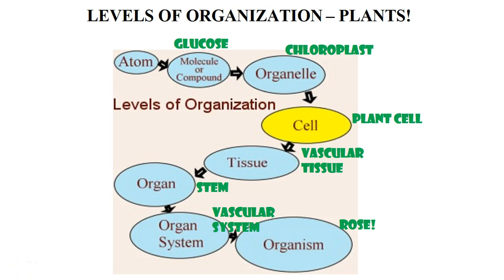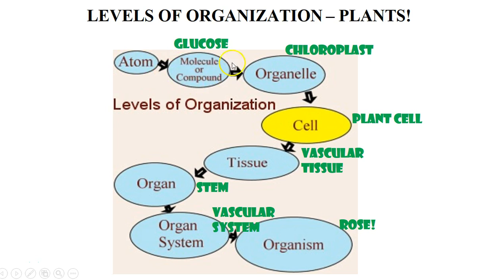Today we're going to review plants, but before we do that, we're going to go through the levels of organization to review that and relate the parts of the plant that we're going to be talking about to the levels of organization. So remember that atoms is the smallest level of organization. Atoms make up molecules, molecules make up organelles, organelles make up cells, cells make up tissue, tissues make up organs, organs make up organ systems, and organ systems make up organisms.